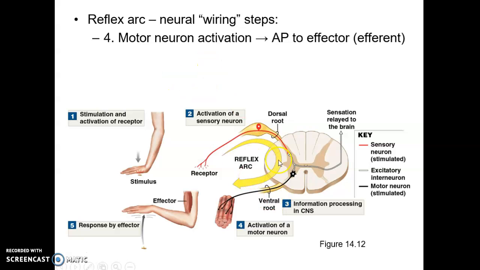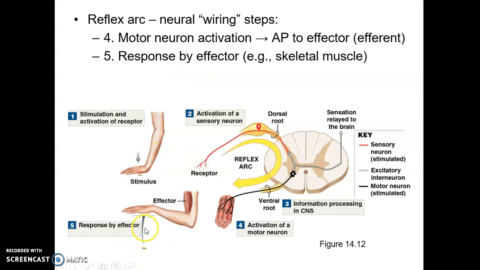Step 4, the motor neuron gets activated. The action potential nerve impulse is going to the effector, in this case the muscle, via the motor pathway or the efferent pathway. And then lastly, step 5, the response of the effector, in this case, is to move away from the painful stimulus. Okay, so those are the 5 components of a basic reflex arc: 1, 2, 3, 4, and 5.